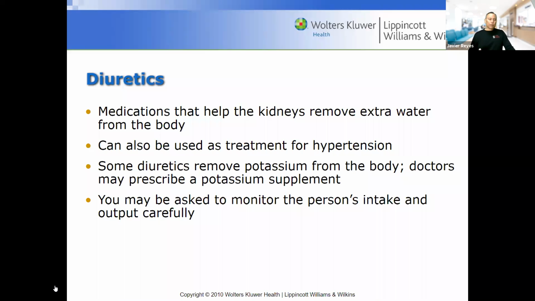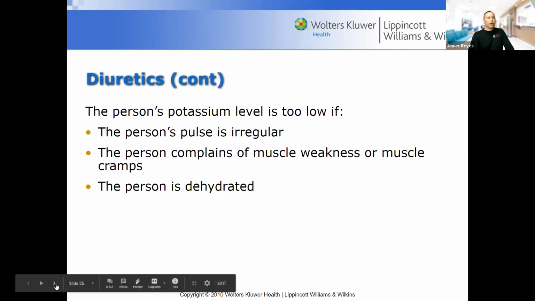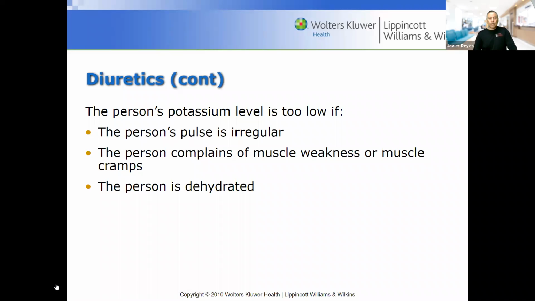Congestive heart failure, I would say, is the most common reason why people take water pills. Sometimes they have more than one diuretic because their heart is so weak that it's not strong enough to pump the blood to the kidneys so the kidneys can filter and get rid of the excess. Okay, so sometimes they require more than one diuretic medication. We have furosemide, hydrochlorothiazide, anything that ends with IDE is a diuretic.